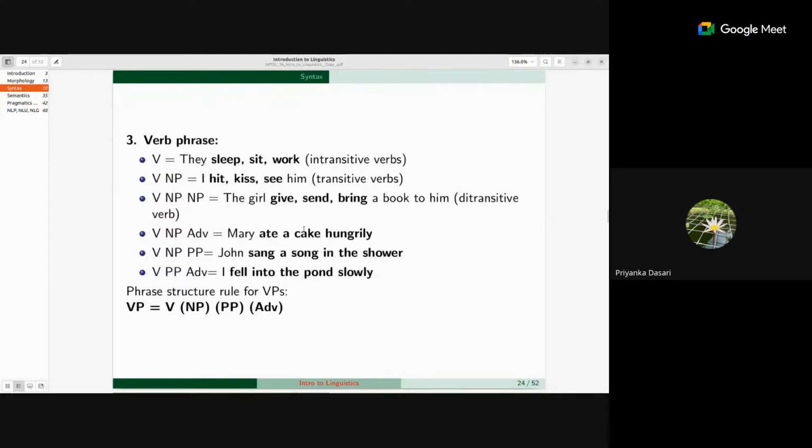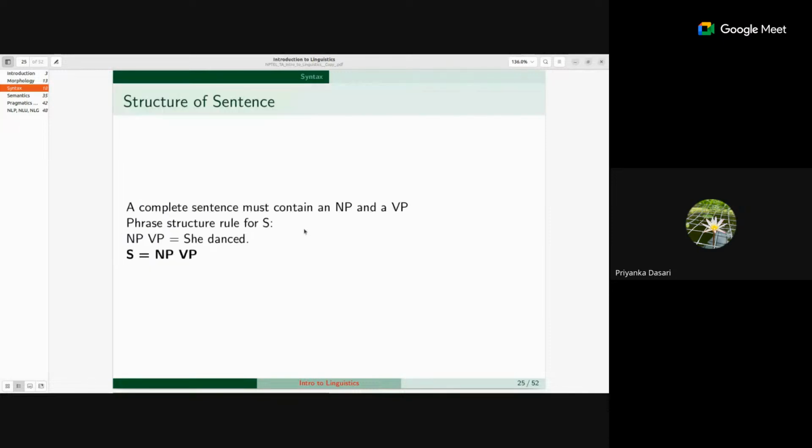Verb phrase: the phrase structure rule for VPs is verb plus, as I said, bracketed categories are optional, so it can occur with NP, PP, and adverb. These are some examples. You can see the last example, like "I fell into the pond slowly." It has both PP and adverb in the verb phrase.